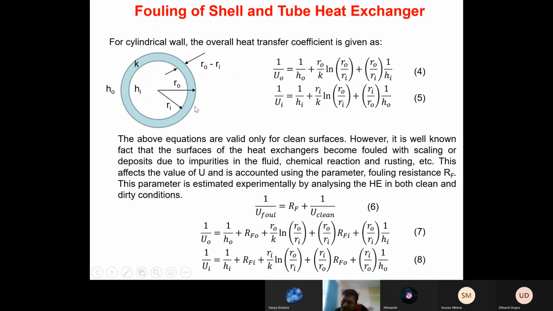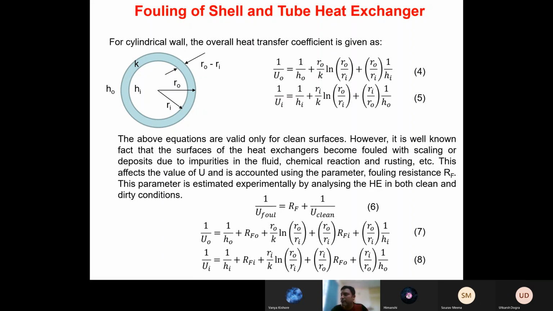And the heat transfer resistance offered by this is called the fouling resistance, RF. Typically this scaling and fouling occurs because of impurities in the fluid, chemical reaction and rusting of the metal surface, etc. How are these fouling factors accounted for in calculating the overall heat transfer coefficient? Instead of using 1 by U0 for a clean surface, we use 1 by U foul, because that is what you will actually see in operation, isn't it?